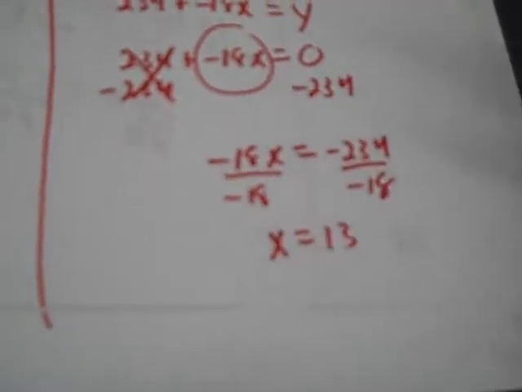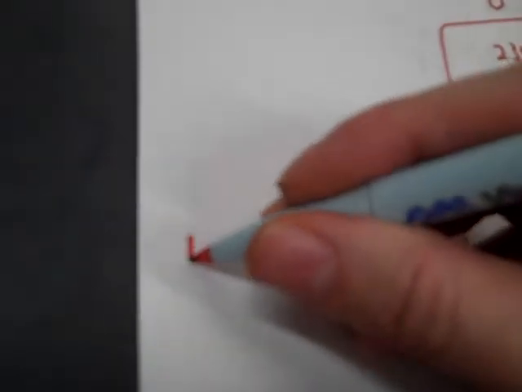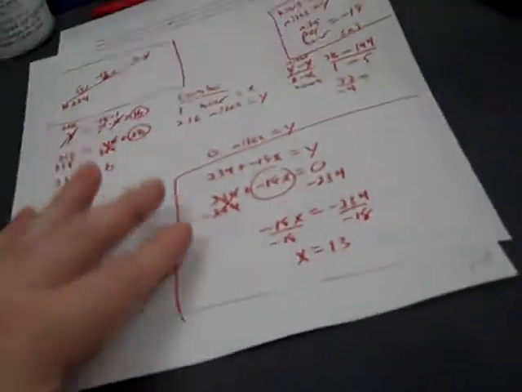Okay, I got 13, so x equals 13, so it's 13 hours. That says hours down there. Okay, copy machine cut it off.